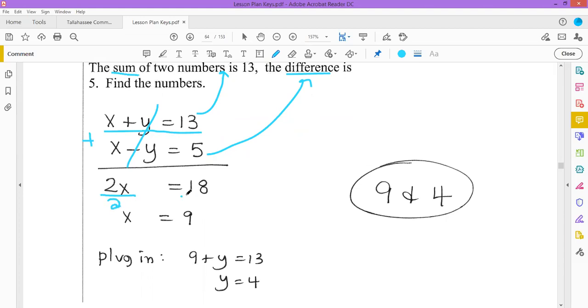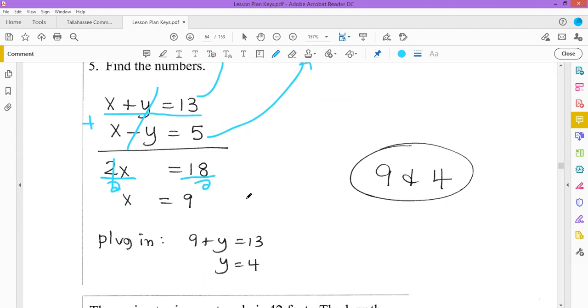equal sign. Then we're going to divide both sides of the equation by 2. We see the 2's cancel on the left side, leaving x, and it equals 18 divided by 2, 9 on the right side of the equal sign. So this is our first number. Remember x and y. So this is the first number.